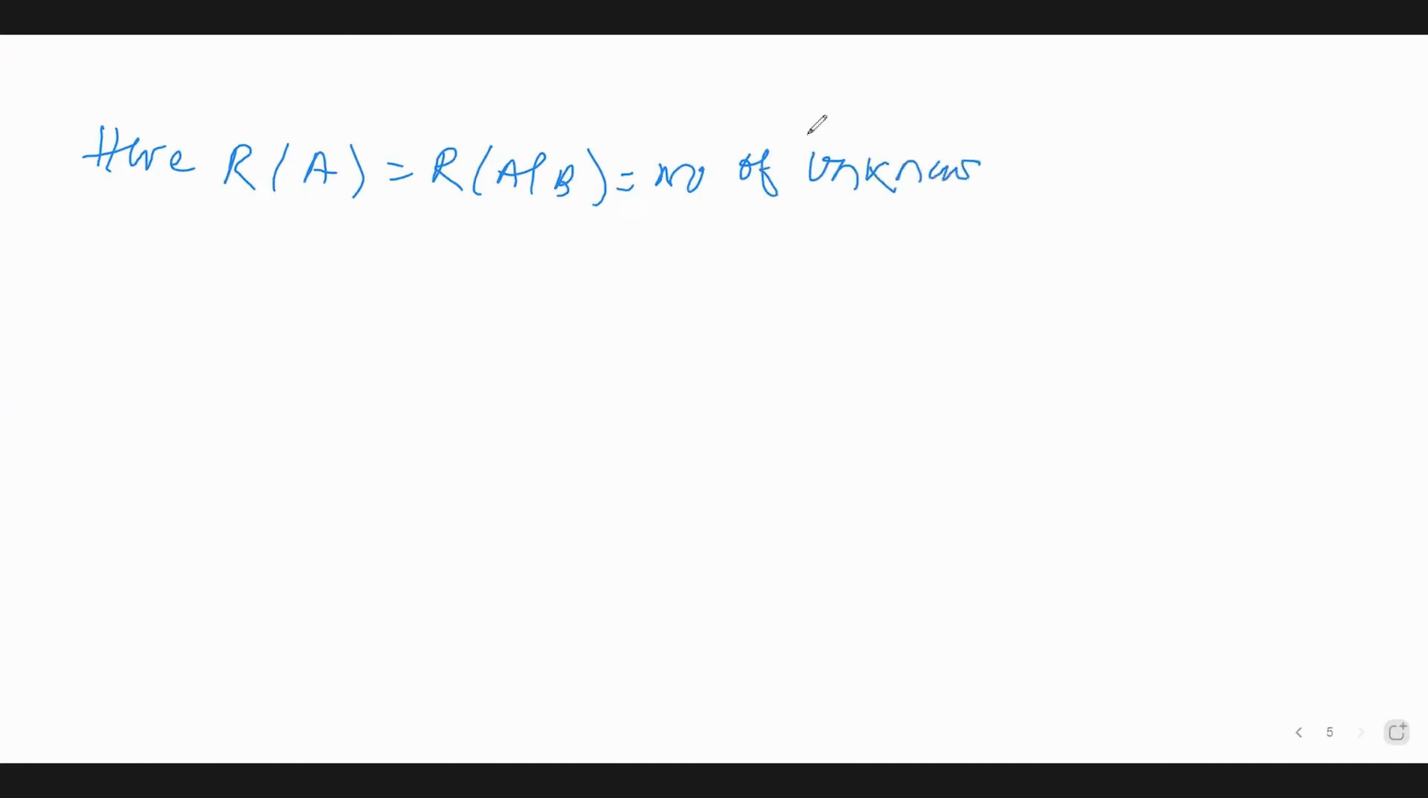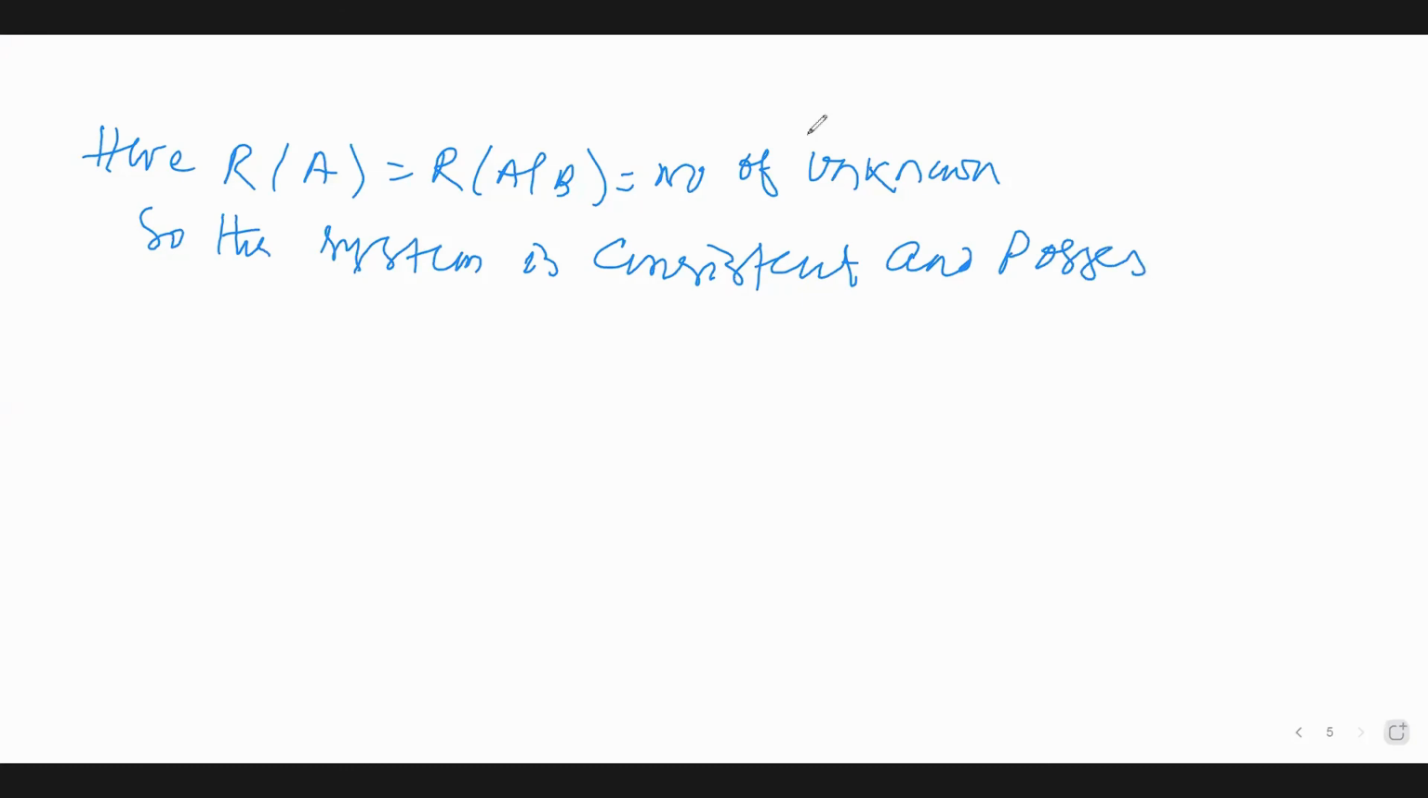So here rank of A equal to rank of augmented matrix equal to number of unknowns. So the system is consistent. This system is consistent and possesses a unique solution. थ्योरी में वही बात कही ना, यूनिक सोल्यूशन। यूनिक सोल्यूशन कैसे मिलेगा?